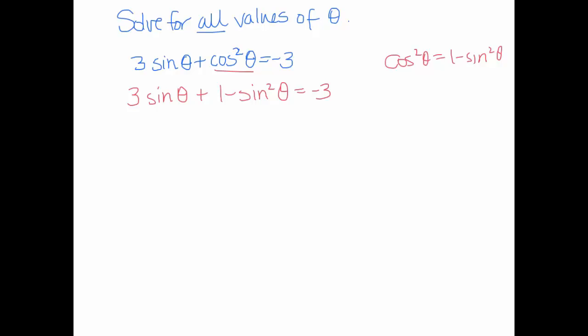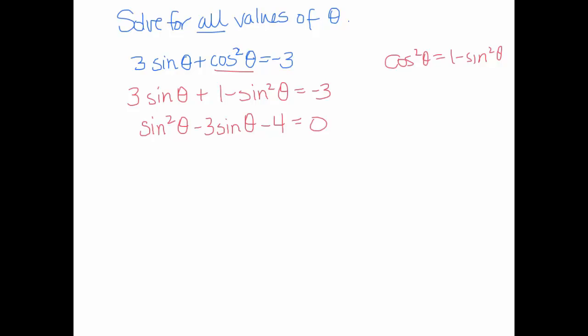So here, I'm just going to reorganize things so that it looks more like a quadratic function that we're used to factoring. So if I just shifted everything over to the other side here, I'd get sine squared theta minus 3 sine theta, let's see, minus 4 equals 0.